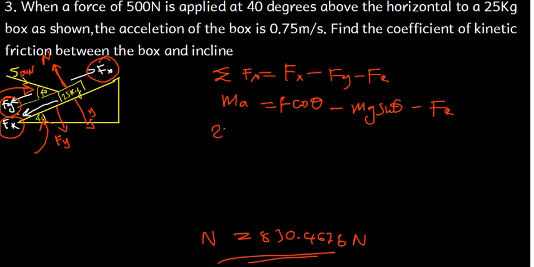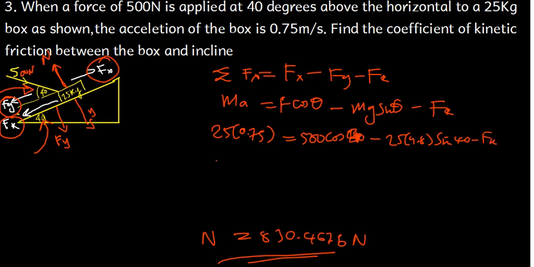Let me just write Fk at this point. So our mass is 25, and then our acceleration we've been given as 0.75 meters per second squared. That's the acceleration. And then the applied force F is 500 cos the angle, which is 40, and then minus our mg, mass which is 25, g which is 9.8, and then sine the angle, which is also 40, and then minus Fk. So this will give us 25 multiplied by 0.75.